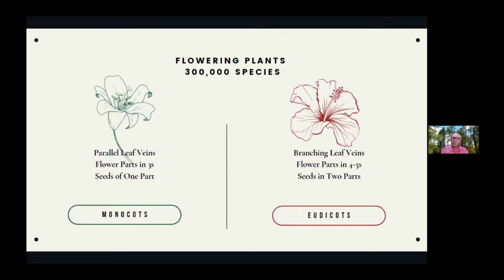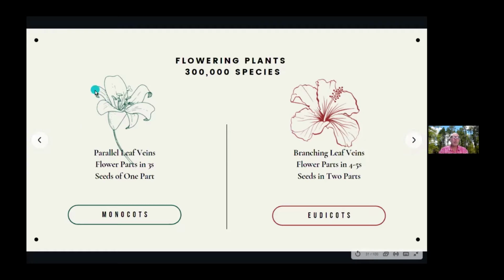Flower parts in multiples of 3, and their seeds, if you have access to them, are only made of 1 part. You can't break them into 2. Imagine a peanut seed that you can break very neatly into 2 parts. That would be a representative dicot or eudicot. Eudicots are that second group with branching leaf veins. Flower parts in 4s or 5s, and the seed parts in 2s, like our peanut.